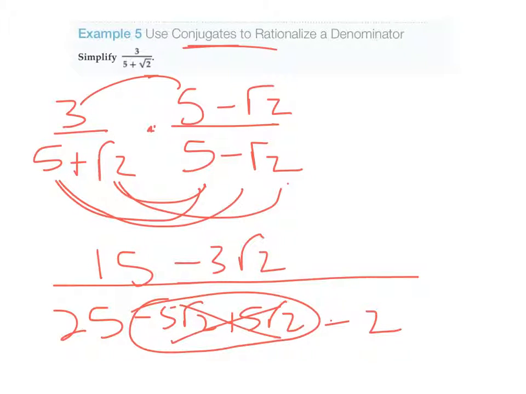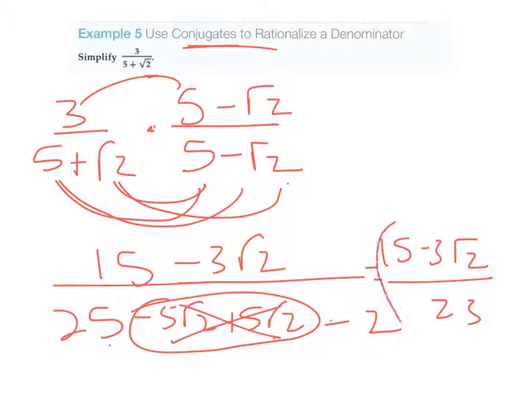Let's get rid of the radical. 25 minus 2 is 23. So I end up with my answer: 15 minus 3 radical 2, all over 23. And so I've rationalized the denominator. That means there's no radical in the denominator, by using what's called a conjugate, which is simply the opposite sign when you have a sign. If you remember from the last problem, there was no sign, so all we had to do was multiply by whatever the radical was.